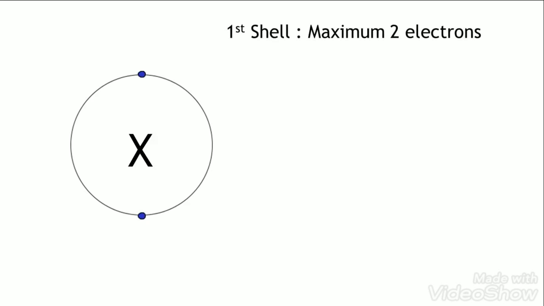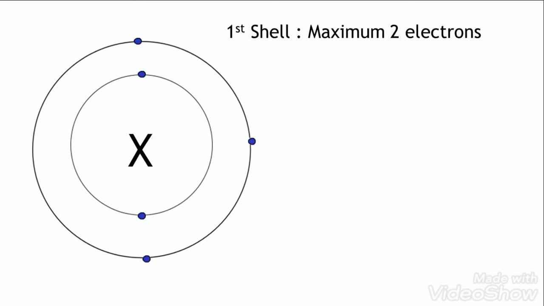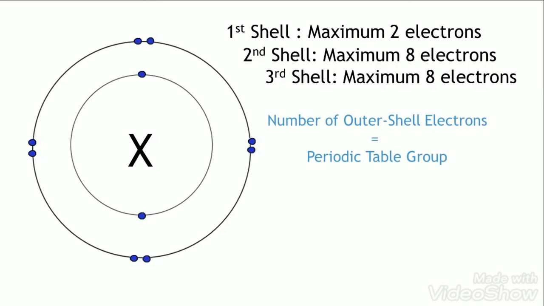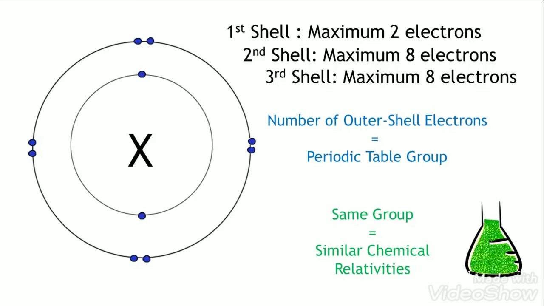So electrons are arranged in shells or energy levels around the nucleus. Each energy level has a maximum number of electrons it can hold. The lowest energy level is always filled first and can only hold 2 electrons, while the levels after this can hold a maximum of 8 electrons. The number of electrons in the outer shell of an atom determines which group the element belongs to on the periodic table, and elements in the same group have similar reactivities.